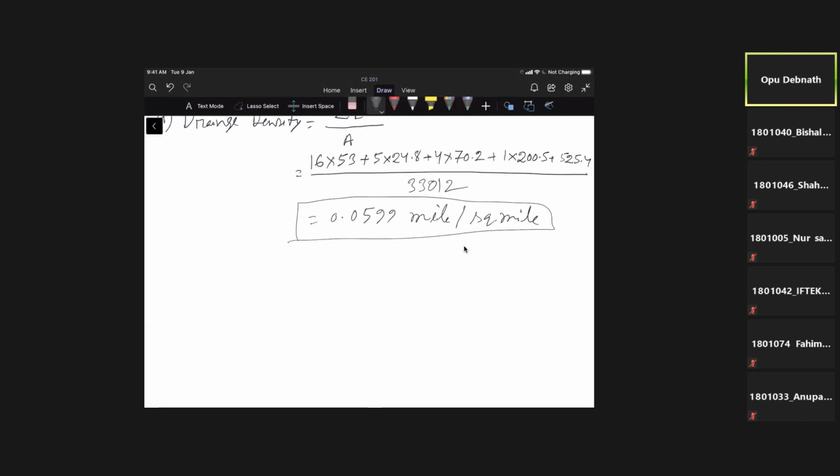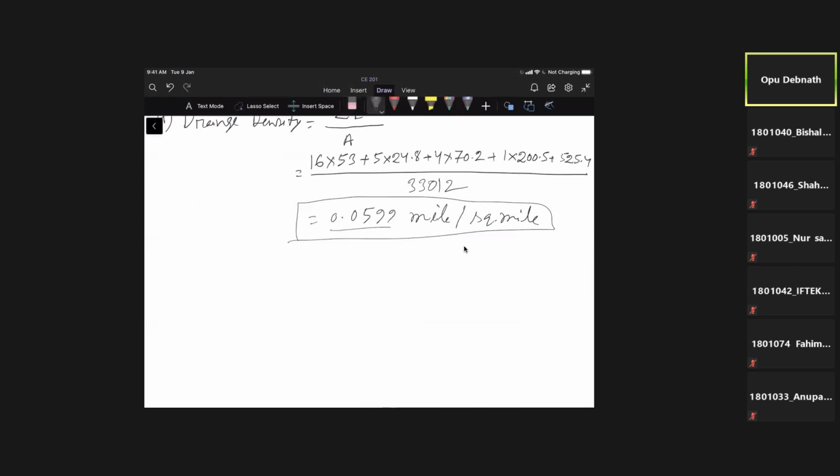On average, if I want to drain 1 square mile of area, I have a length of 0.0599 mile. That means 0.0599 mile length of streams or tributaries covers 1 square mile of area. Clear? So this is the significance of this term.